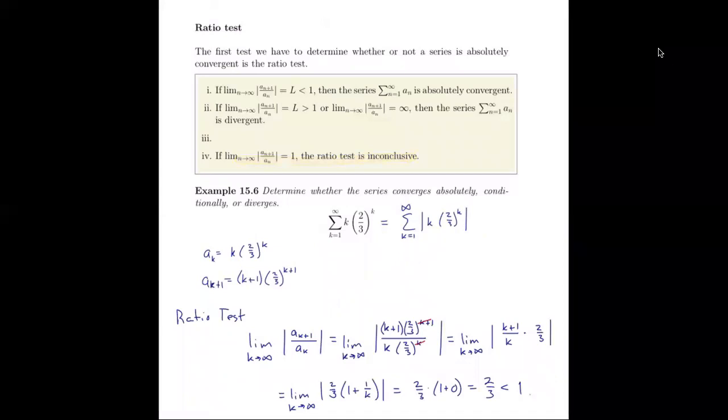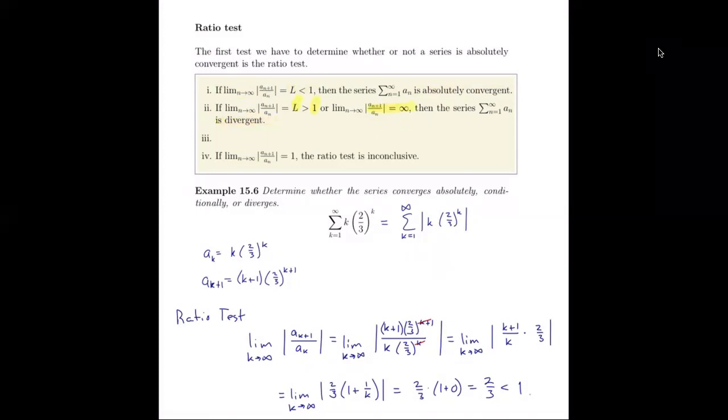So let me introduce this test. You take the limit as n goes to infinity of the ratio of a sub n plus 1 and a sub n. These are the series terms. You do the next term over the previous term, and you take the limit as n goes to infinity with the absolute value. And if that limit is equal to L and it's less than 1, then we can conclude that this series is absolutely convergent. So that's very useful. On the other hand, if the limit exists and it's greater than 1, or the limit is infinite, then we conclude that the series is divergent.